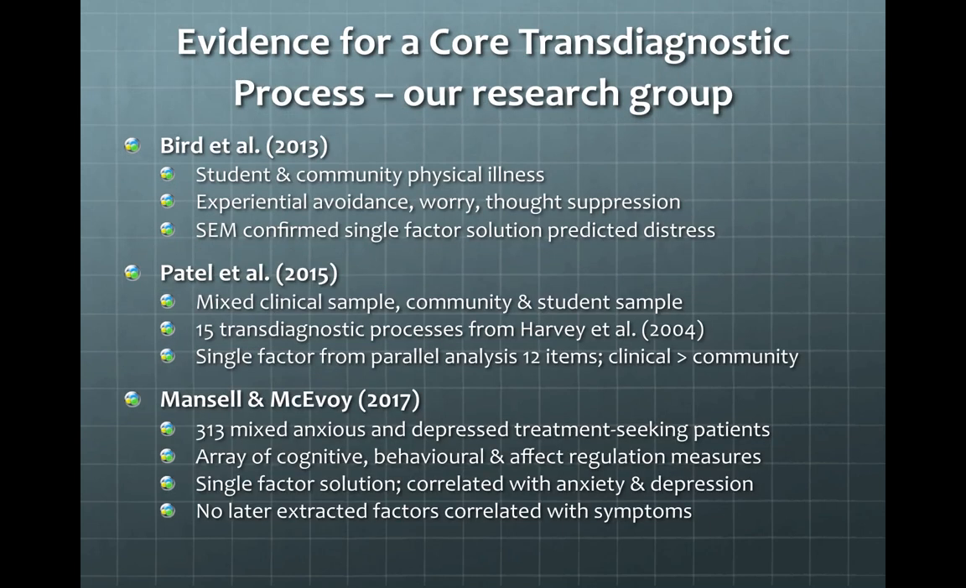Okay, so there's 3 studies that our research group have conducted and published. The first one, led by Timothy Bird, published in 2013. Timothy worked with a colleague, Chris Dickens, by looking at both student populations and a community population of people with chronic physical illness, and included the same 3 different measures of processes: experiential avoidance, worry, and thought suppression. And he tested, using structural equation modelling, whether incorporating those 3 measures separately was more or less efficient, or accounted for more of the variance in anxiety and depression scores than extracting what they had in common and then seeing whether that predicted anxiety and depression scores.